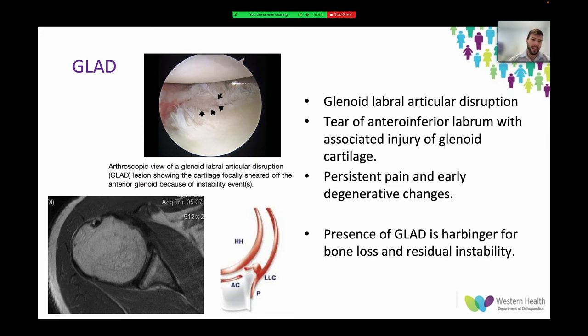GLAD is a glenoid labral articular disruption, and it's a tear of the anterior-inferior labrum with an associated injury of the glenoid cartilage. And often these patients complain of anterior shoulder pain, and this is a bad sign for ongoing bone loss and residual instability, particularly if this isn't addressed.